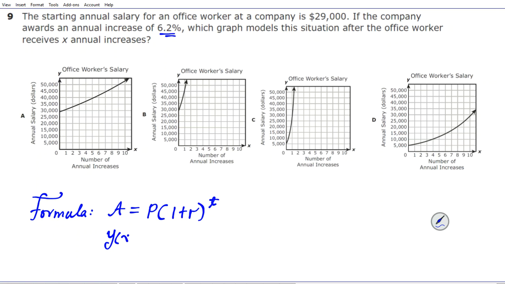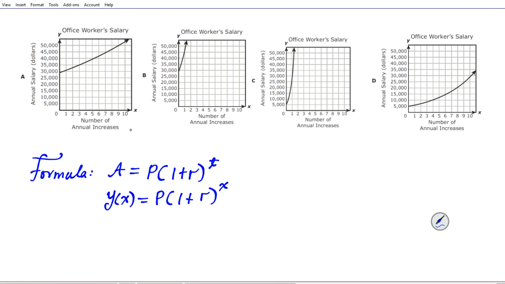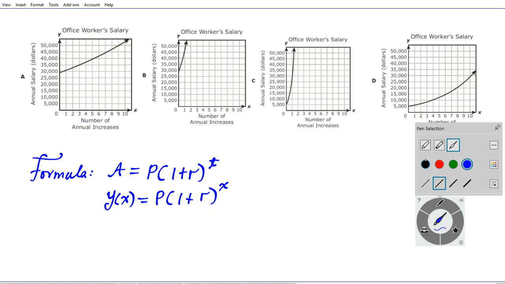In a function format, we can write this as y of x equals P times 1 plus r raised to the x power. The independent variable is your x, or your time variable. In this particular case, x is the number of annual increases. Now let's apply this formula to this particular scenario.